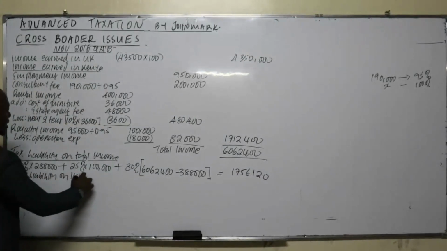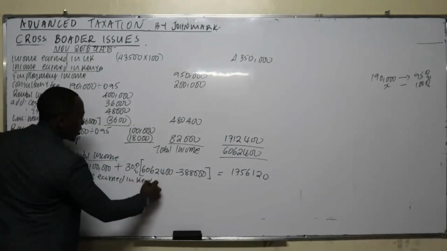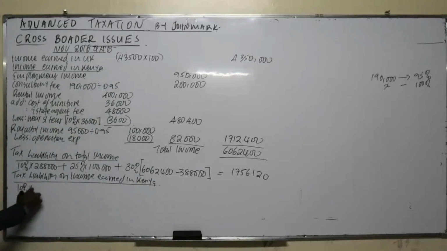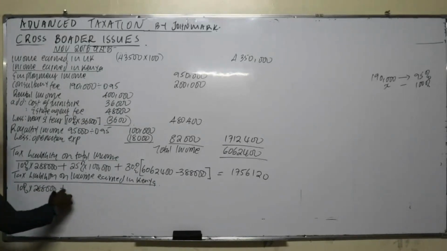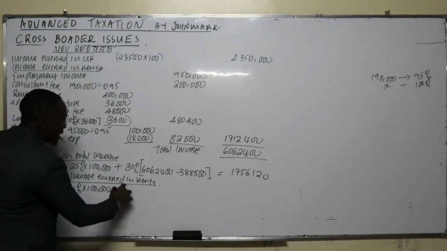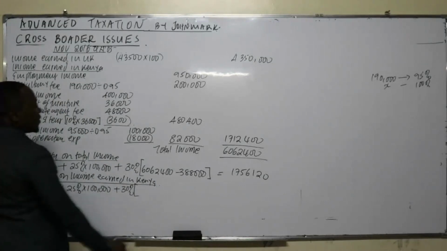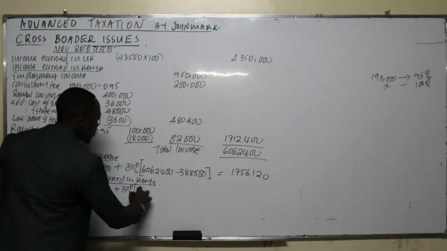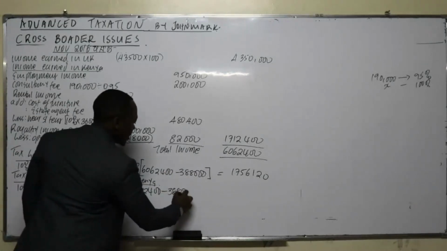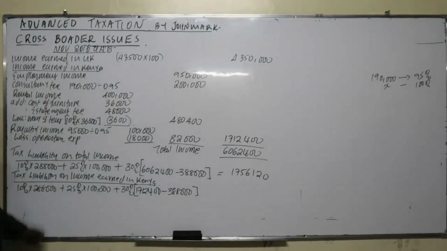Then the other step, now we determine the tax liability on income earned in Kenya. So you take 10% for the first 288,000, 25% for the next 100,000, and 30% of anything in excess of 388. Now the total income earned in Kenya was an amount of 17,400. You deduct 388 to determine the excess amount. Then you subject it at the rate of 30%. Then you add 25,000, you add 28,800.